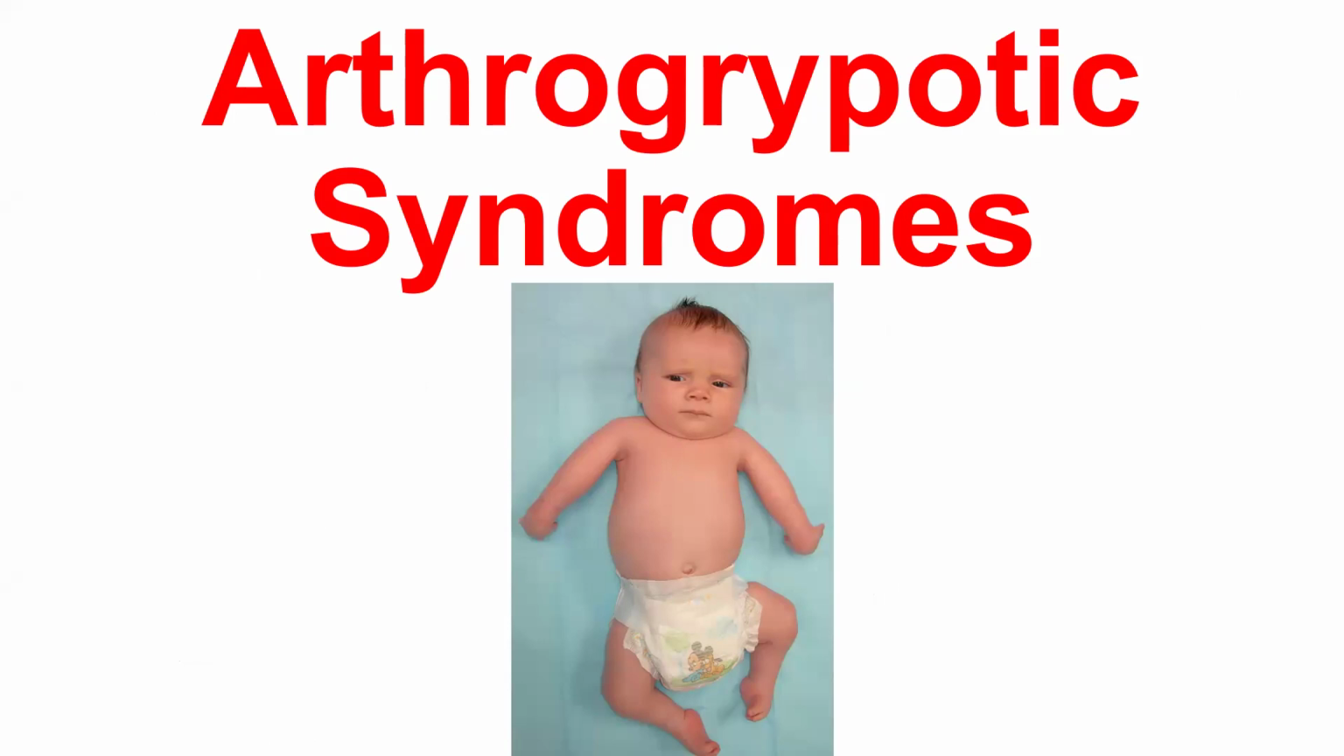Arthrogrypotic syndrome. Bring this child up, everyone. Look at the elbows. Just look at the elbows. You see they're fused. Look at the feet. He has club feet. Look at the hips. On the left side, the femur is shorter than the right. These children have teratologic hip dislocations.